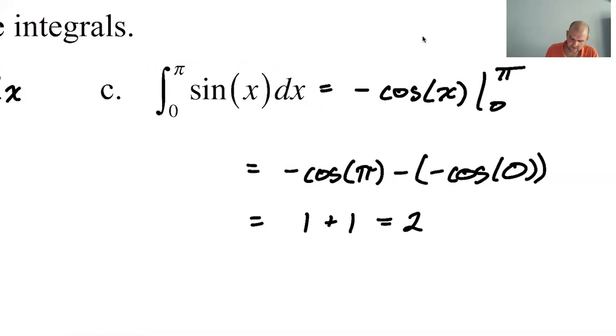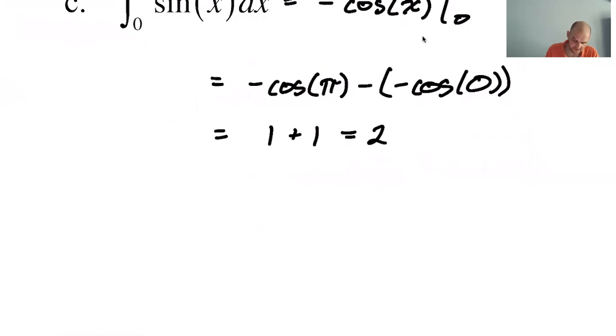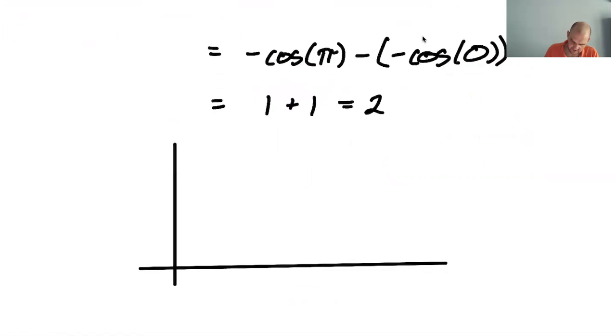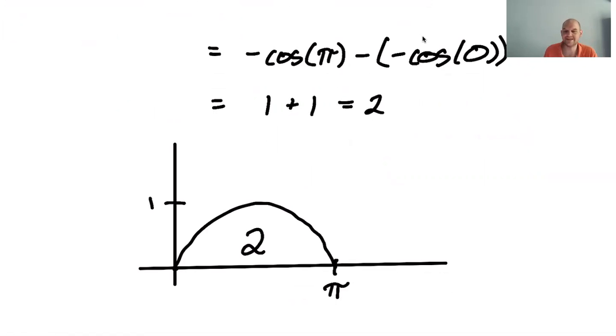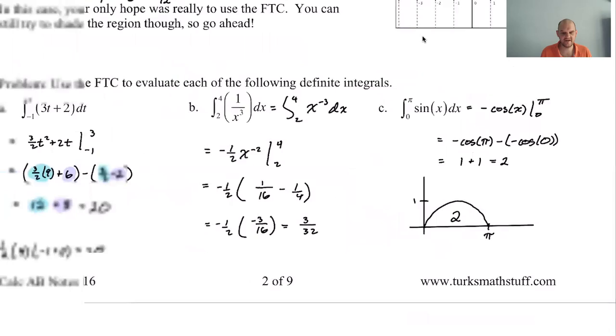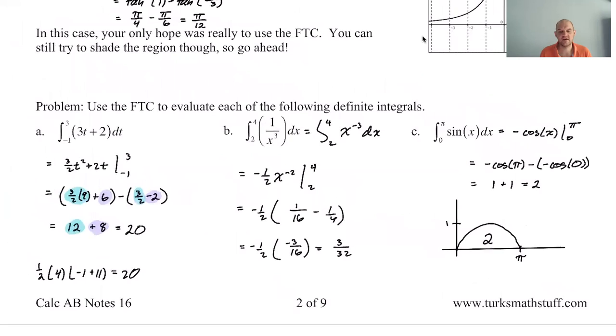So we get 2. I would like to point out the geometry of this, right? That is sine from 0 to pi. So sine from 0 to pi is like one hill of sine. This has an area of exactly 2. What? Isn't that weird? I think that's a very strange thing.